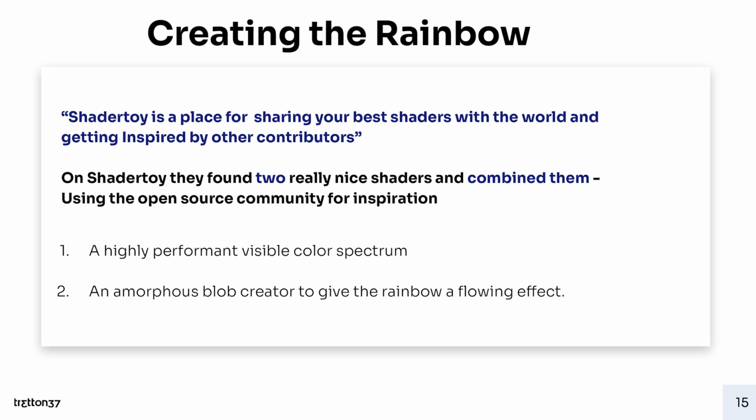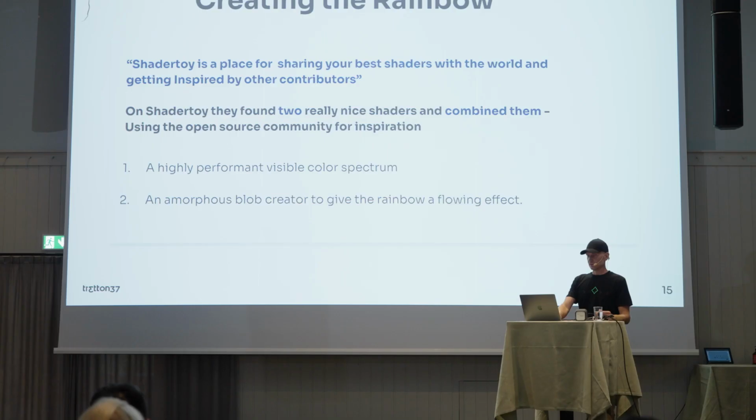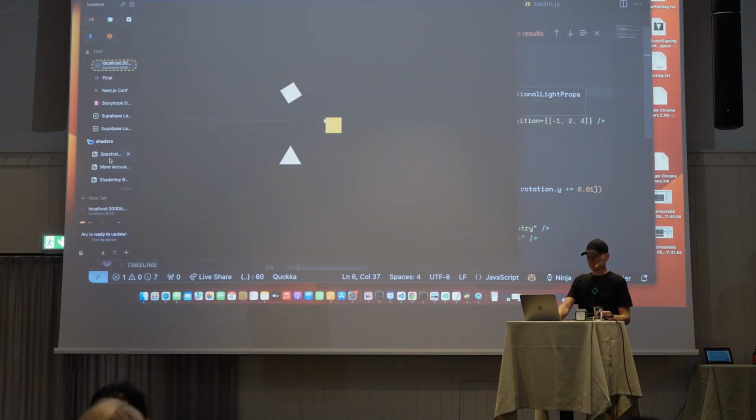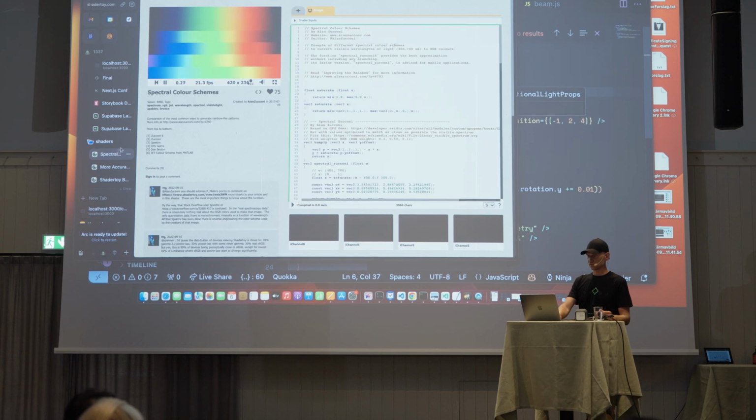The rainbow they were talking about, we thought, okay, how to produce a rainbow that's going to be awesome. And they went out to Shadertoy. Shadertoy is a place where you can pick nice shaders. I'm not going to explain what shaders are. It's too complicated, even for me. But they went out to Shadertoy and found two awesome shaders that we want to combine into one. And I will quickly show you those, so you know what I'm talking about.